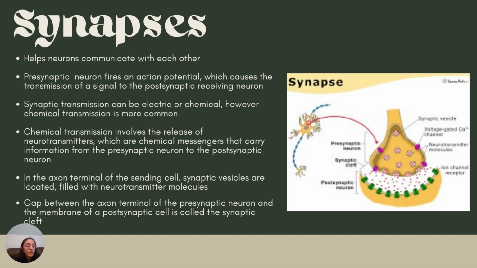Chemical transmission involves the release of neurotransmitters, which are chemical messengers that carry information from the presynaptic neuron to the postsynaptic neuron. In the axon terminal of the sending cell, synaptic vesicles are located. These are membrane bound spheres filled with neurotransmitter molecules. The gap between the axon terminal of the presynaptic neuron and the membrane of a postsynaptic cell is called the synaptic cleft, as seen here.